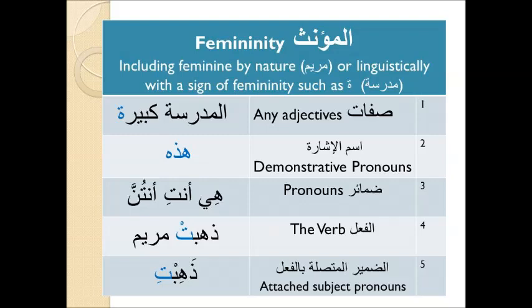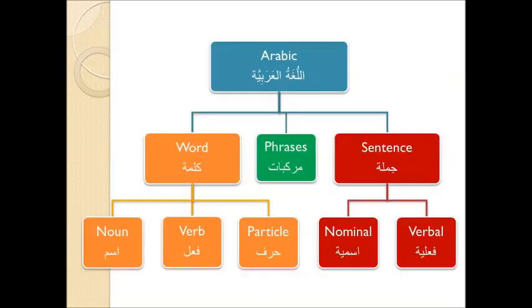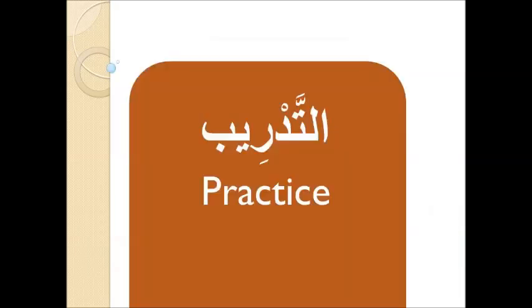3. ضمائر, pronouns, such as in هي, أنت, and أنتن. 4. The verb, الفعل, as in ذهبت مريم. And 5. The attached subject pronouns, as in ذهبتِ. That has given a breakdown of the main Arabic grammar points covered in level 1.